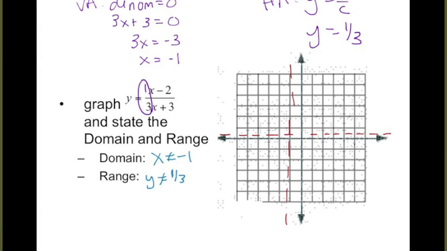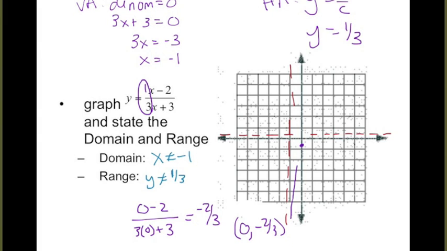Then to find a point on the graph, I'm going to plug a 0 into the original equation. So 0 minus 2 over 3 times 0 plus 3, and I get -2/3. So that means the point 0, -2/3 is on the graph, and that's the actual point, 0, negative 2/3, not a shifted point. So 0, negative 2/3, about there, which then tells me that the graph must exist down in that sector. And since today they're always going to be in opposite diagonal sectors, it must be up in the other one.